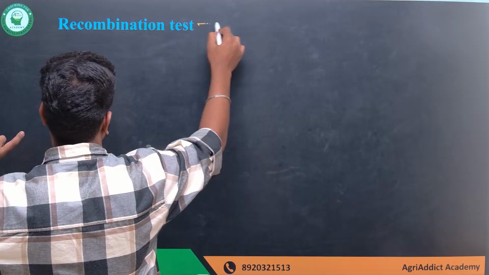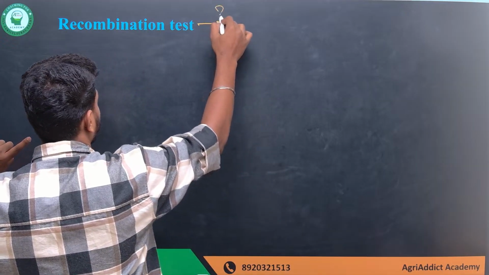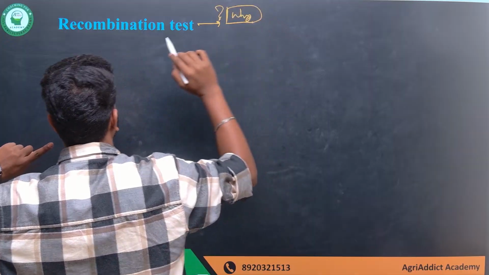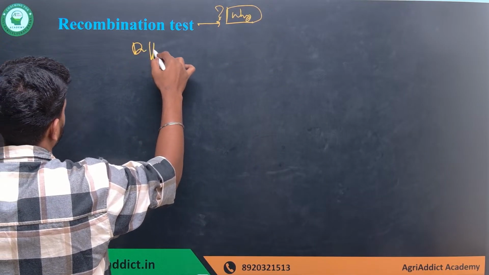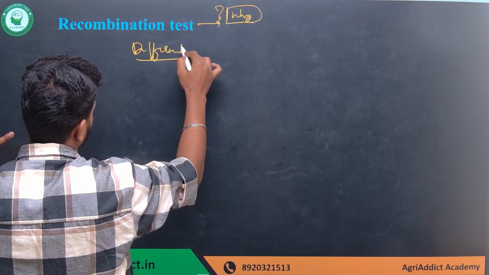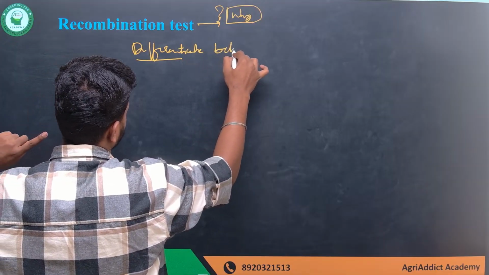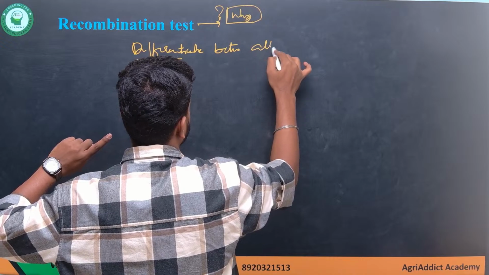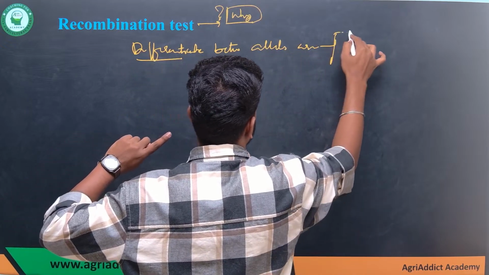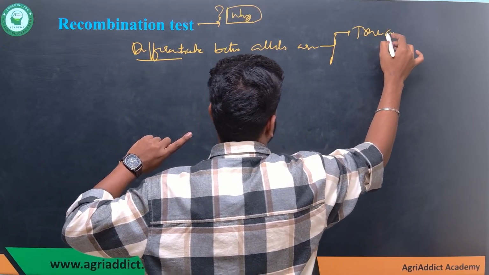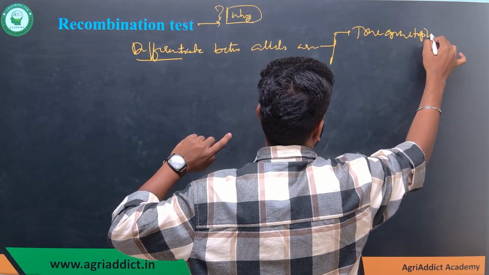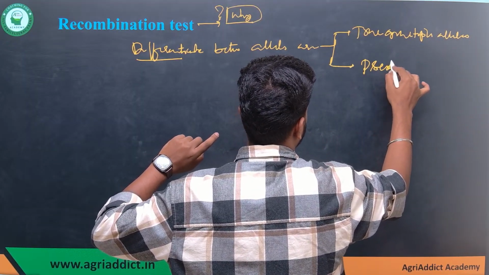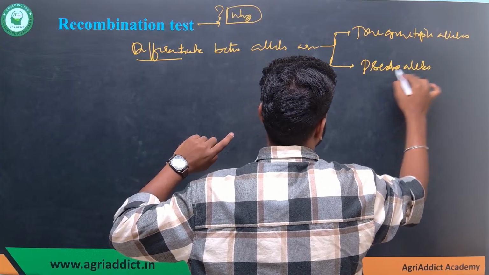First thing was the recombination test. Why the recombination test? You have to at least know why this was introduced. Remember, the recombination test was introduced to differentiate between whether the alleles are true multiple alleles, meaning the alleles belong to the same gene, or pseudoalleles. Okay, so this was one thing.